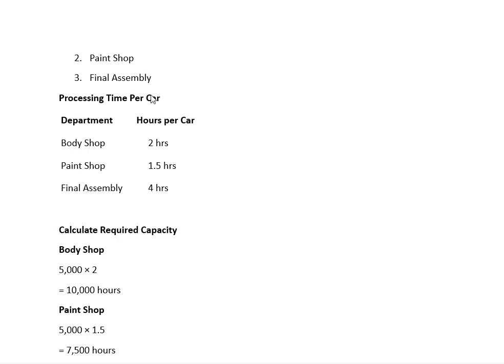So processing time per car: department body shop, hours per car is 2 hours. For paint shop it is 1.5 hours per car. For final assembly it is 4 hours per car. So this is processing time.